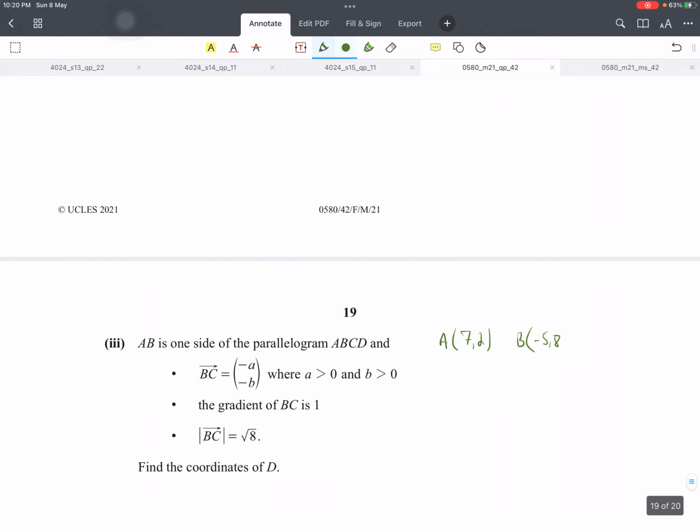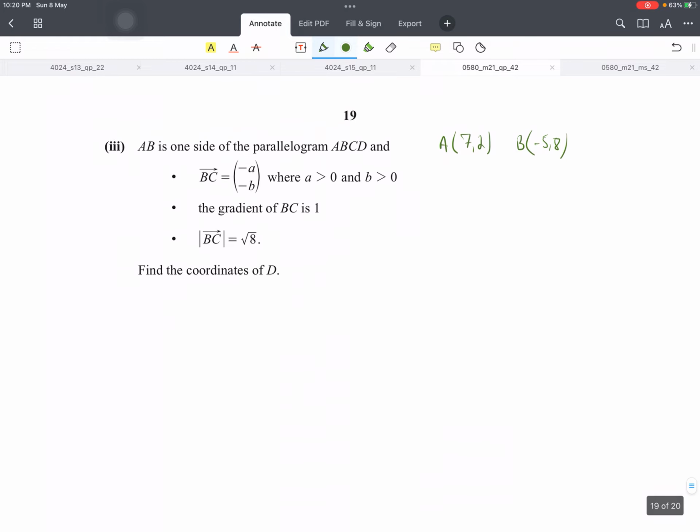Okay, so it says here, AB is one side of the parallelogram ABCD, and vector BC is minus a and minus b, where a is greater than 0 and b is greater than 0. The gradient of BC is 1 and the magnitude is root 8. If you're given the gradient of a vector, the gradient of vector BC can be simply worked out by dividing minus b by minus a.